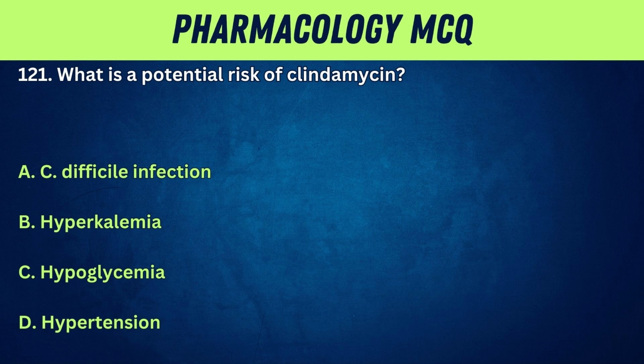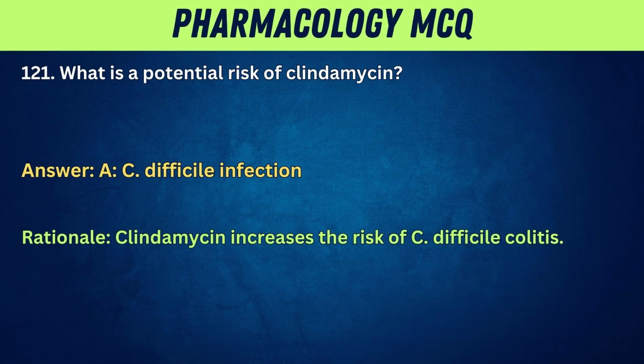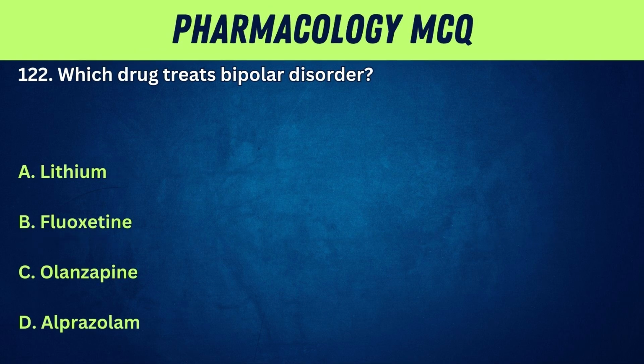121. What is a potential risk of clindamycin? A. Bleeding. B. Hyperkalemia. C. Hypoglycemia. D. Hypertension. Answer: A. C. difficile infection. Rationale: Clindamycin increases the risk of C. difficile colitis.